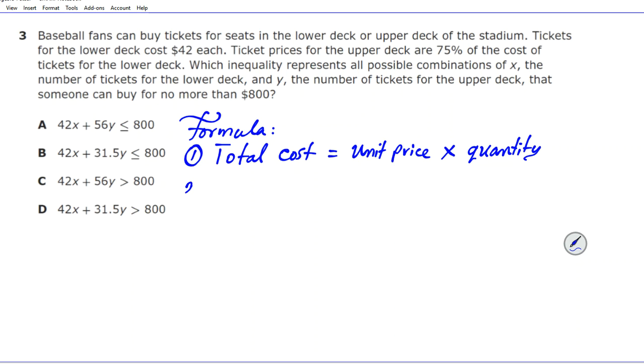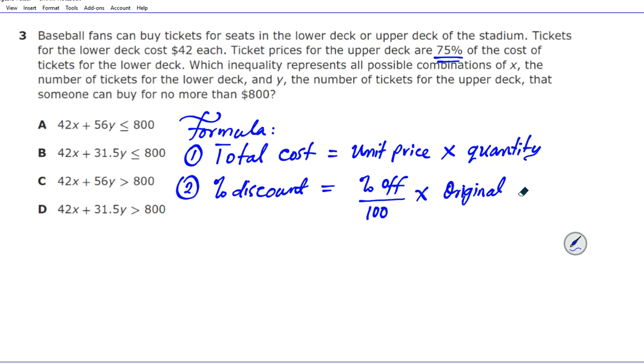Okay. Secondly, we need the formula for calculating the percent discount. In this particular problem, the upper deck tickets were 75% off the cost of the lower deck tickets. So percent discount is basically the percent off divided by 100 to convert it into decimal form or fractional form, multiplied by the original price. Alright, so just a real quick addition. This is percent discount price.